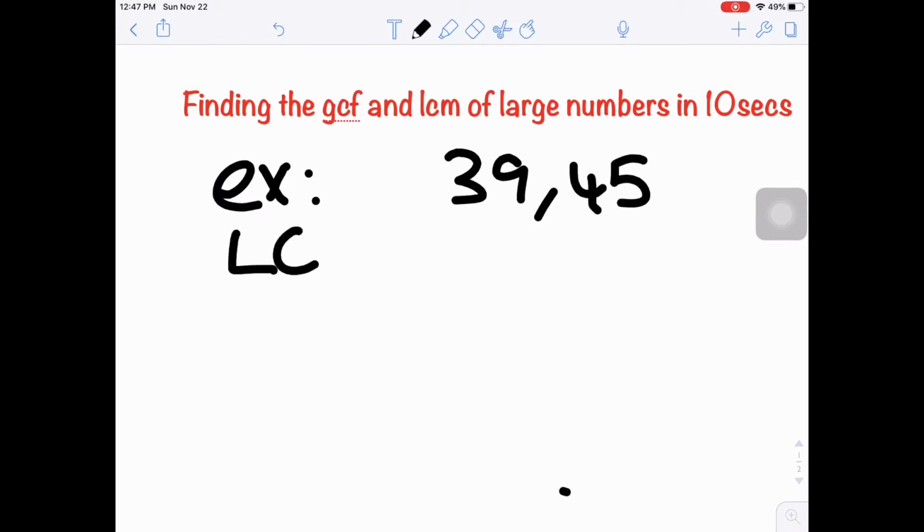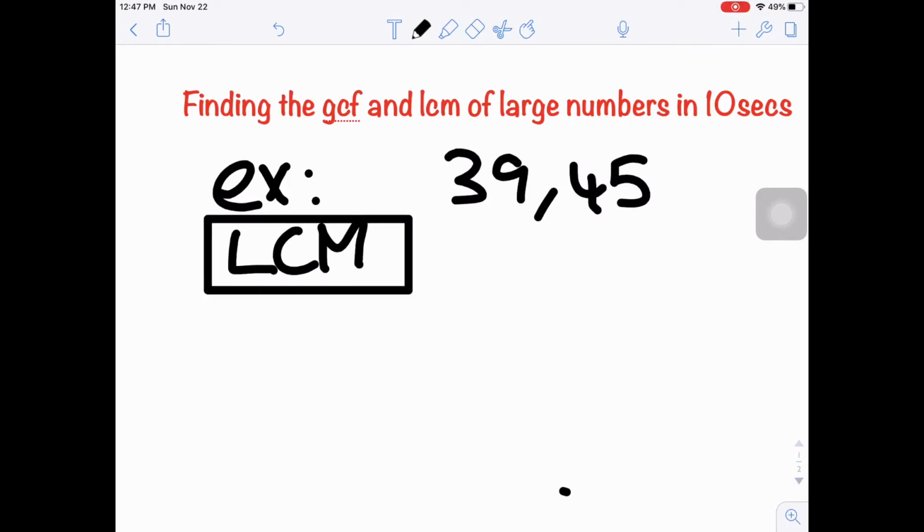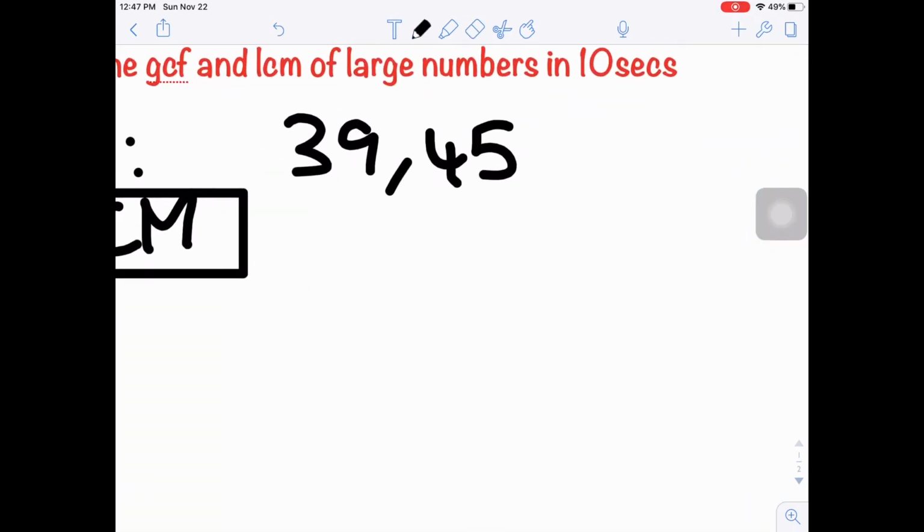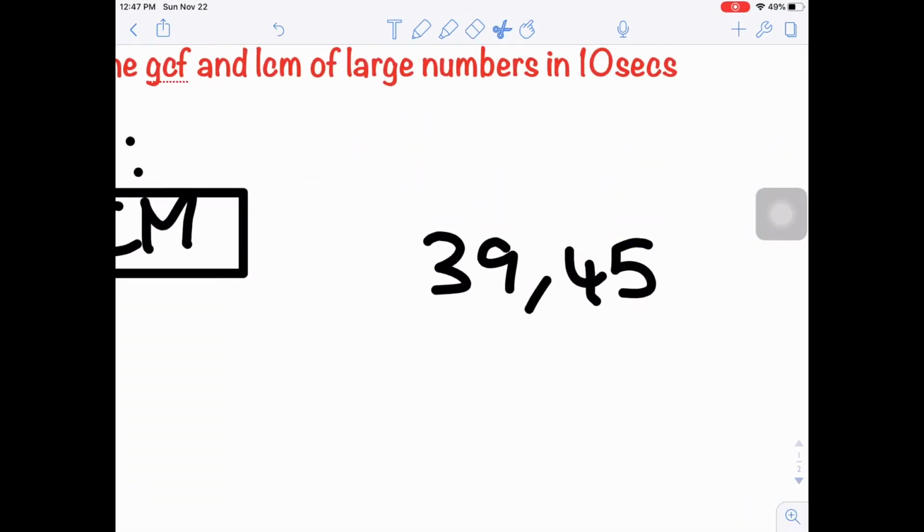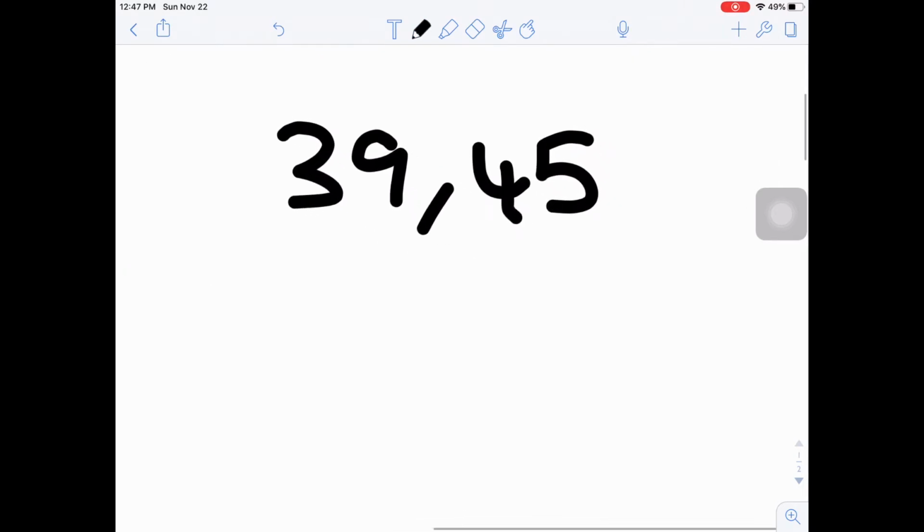For this, you may be thinking of the traditional method of finding multiples and then finding the common ones. Well, it doesn't really work. It's a lot of work for large numbers like 39 and 45. Let's see how to do that.